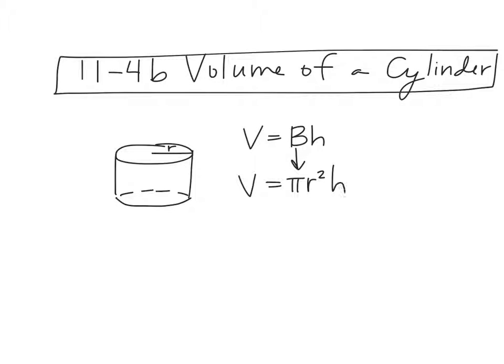Pi r squared times h, right? So the area of the circle is pi r squared, and then you're going to multiply by whatever your height is. So it is exactly the formula we did yesterday. It's just that when you plug something in for B, it's now pi r squared.